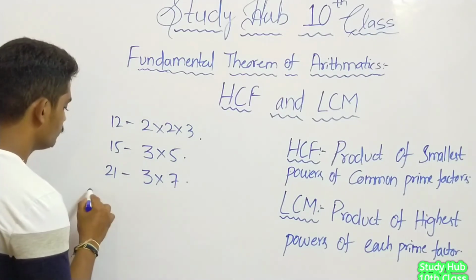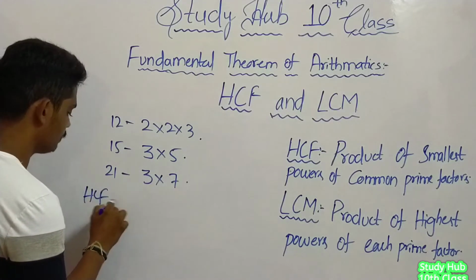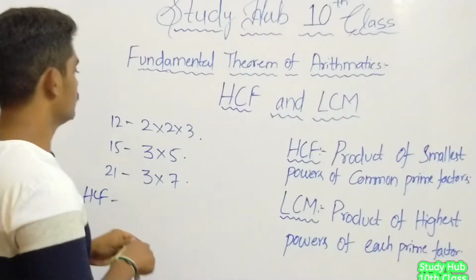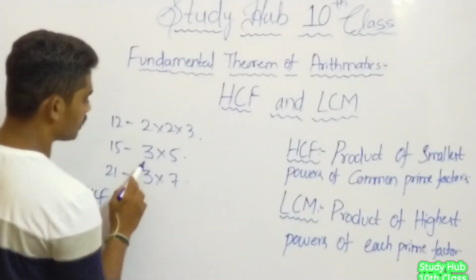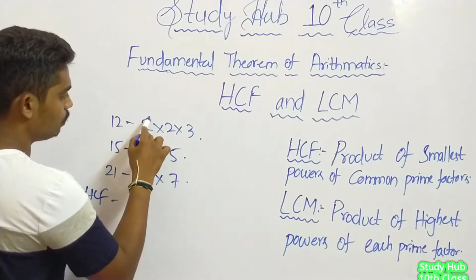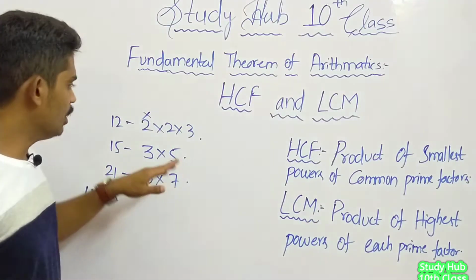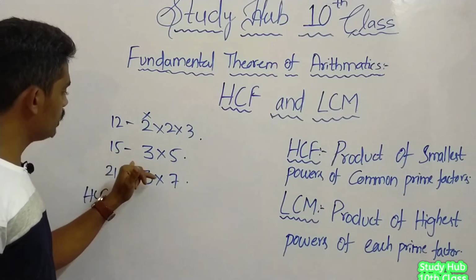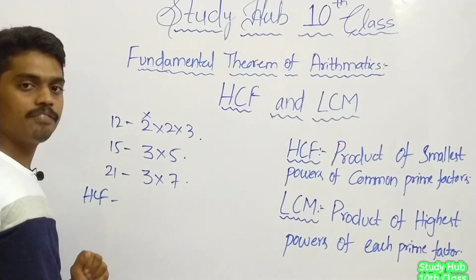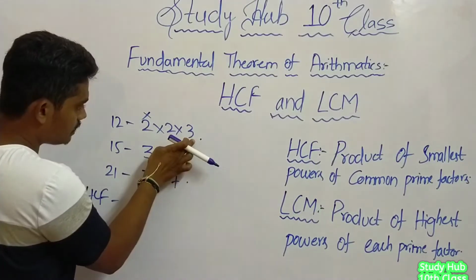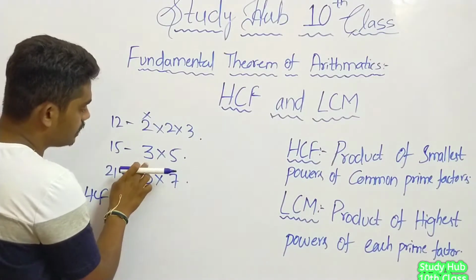So now let us find HCF. HCF, what does it say? Common prime factors. What is common? We have 2 here. Do we have 2 here? No. Here? No. So can we take 2? No. Because 2 is present only here. There is no 2 in 15 prime factors and 21 prime factors. So 2 we have left out. 3. 3 is here, 3 is here, 3 is here.